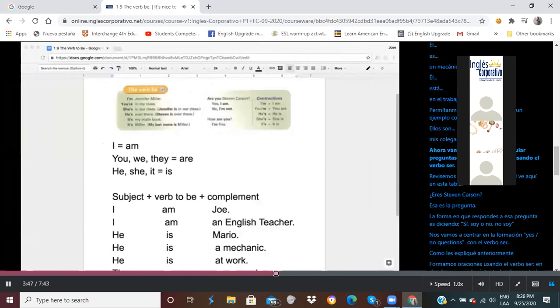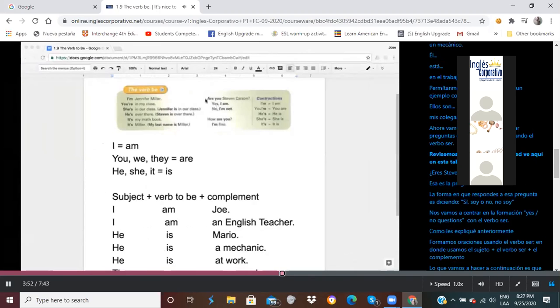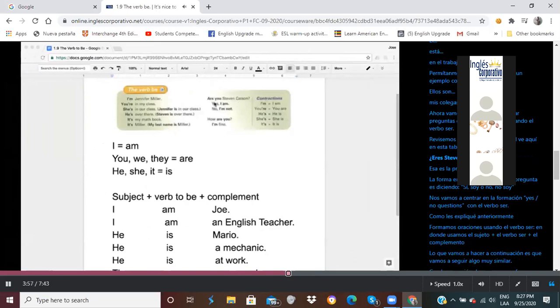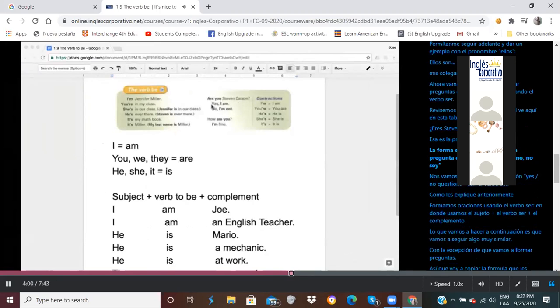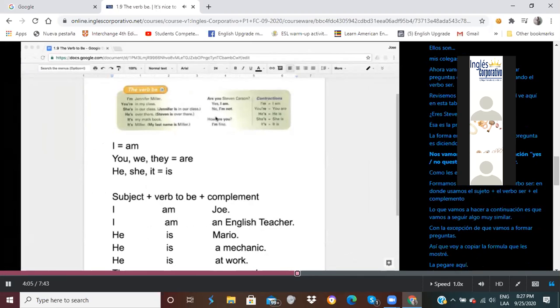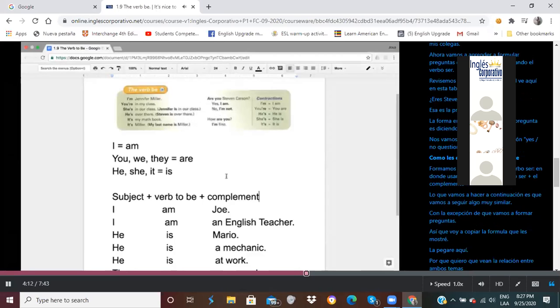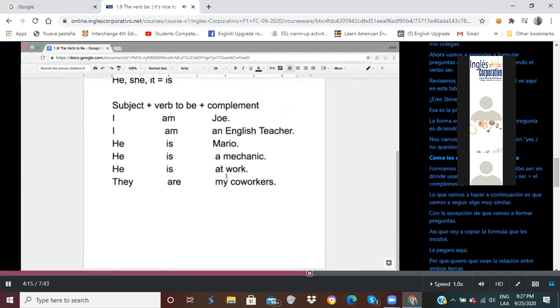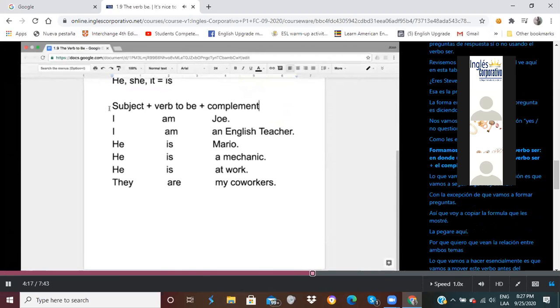Now let's learn how to form yes or no questions using the verb to be. Let's look at this example that you see here on this chart. Are you Steven Carson? That's a question. The way you respond to that question is by saying, yes, I am, or no, I'm not. Then there's one last question there. How are you? We're going to focus on forming these yes and no questions using the verb to be. As I explained previously, I'll show you how to form statements using the verb to be, where we use the subject, the verb to be, and the complement.